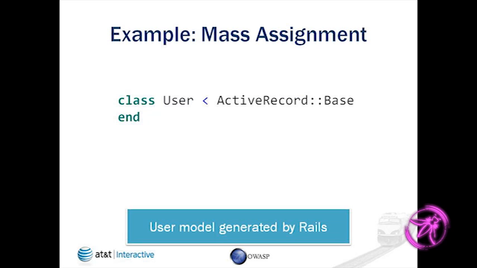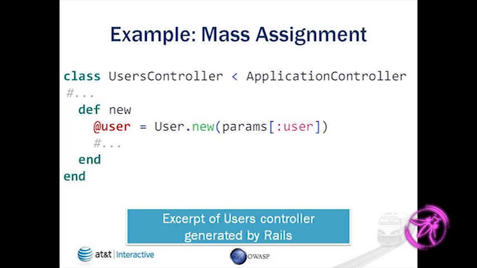So one more example. This is a model as generated by Rails. There's nothing in it because it pulls everything from the database. Here is the corresponding controller that it generates. And here you can see it's creating a new user straight from the query hash.